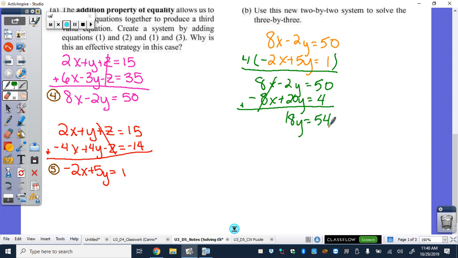So when I add, my x's cancel like I wanted. My y's give me an 18. And then 50 plus 4 gives me 54. So divide by 18, what does y equal? 3. So I got one of them.